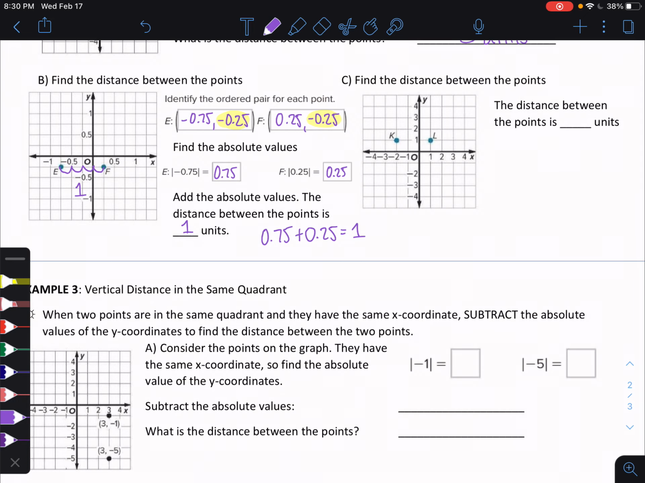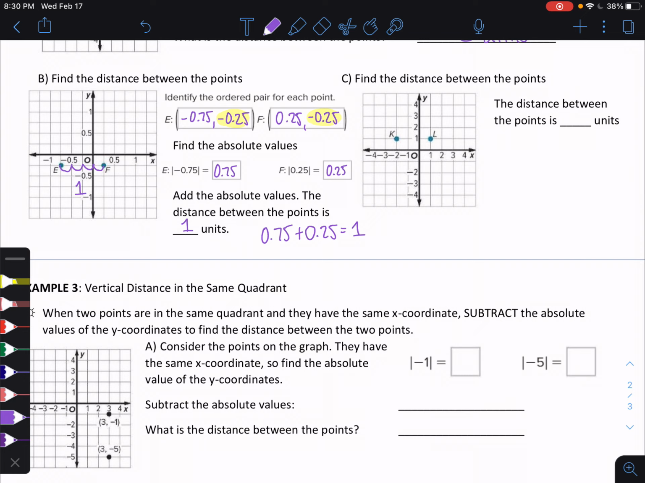In part C, we're back to going by ones. So I can count the distance between K and L. So 1, 2, 3. So my answer should be 3 units when I'm finished. K is (-2, 1). And L is (1, 1). My y coordinates are the same. So I'm going to do the absolute value of 2 and the absolute value of 1. And 2 plus 1 is 3.